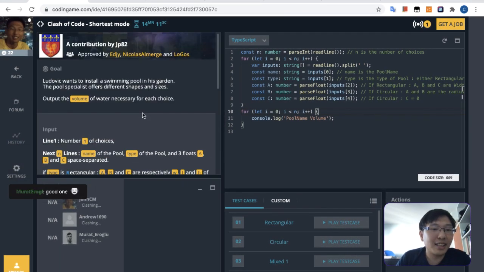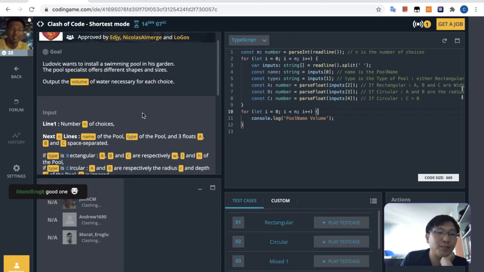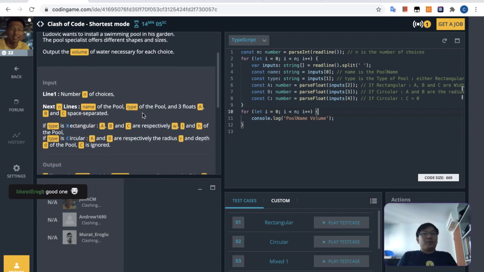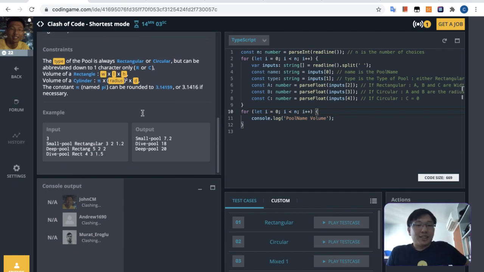What is this clash? Swimming pool in this garden. The pool specialist offers different shapes and sizes. Output the volume necessary for each choice. Oh, so it's either rectangular or circular. All right.